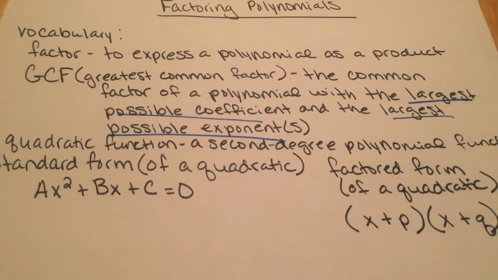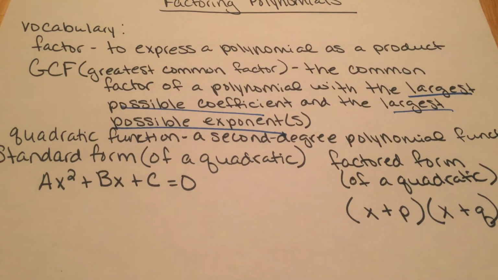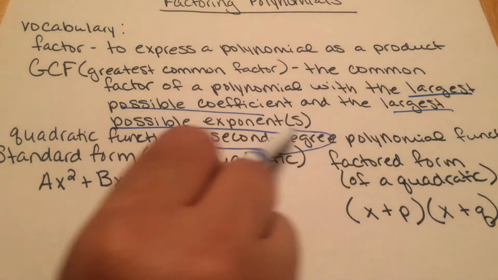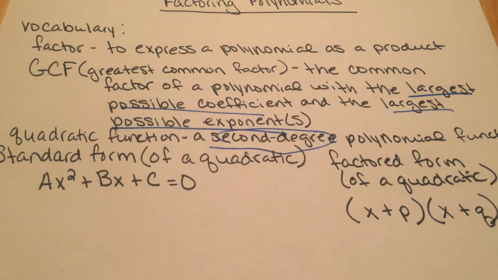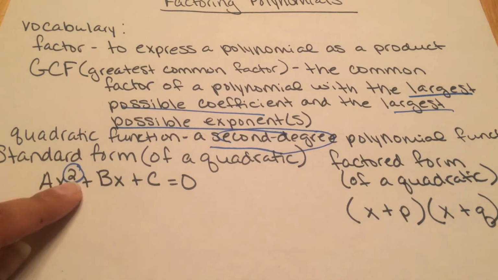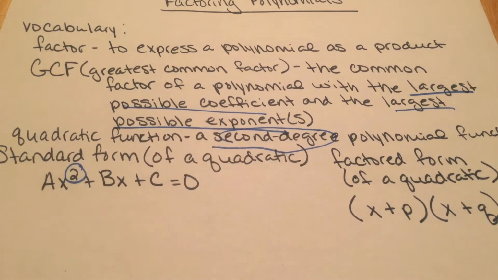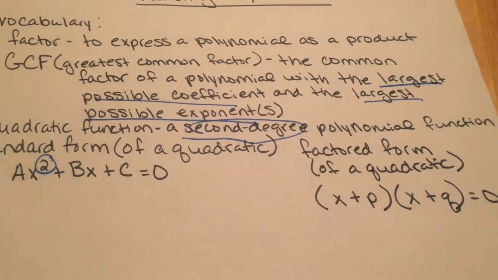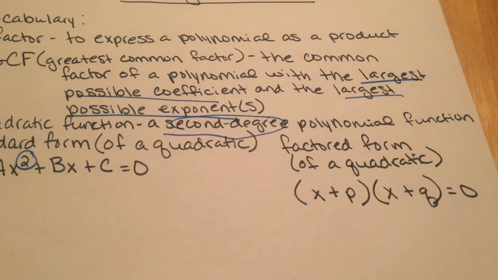We also need to know what a quadratic function is, because we're going to be dealing with a special type of polynomial a little bit later on, quadratics. And a quadratic function is a second degree polynomial. So all that this means, second degree, is that our exponent is going to have a square. And if we look at our standard form of a quadratic right now, we can see that that's going to be where we have ax squared plus bx plus c. And our exponent here, our largest exponent, is going to be that second degree, a number 2. And our factored form of a quadratic is x plus p times x plus q equal to 0 when we start solving.